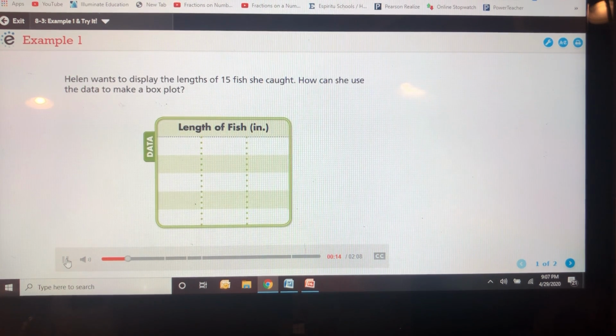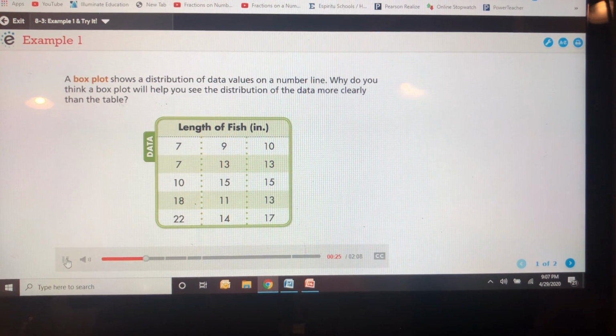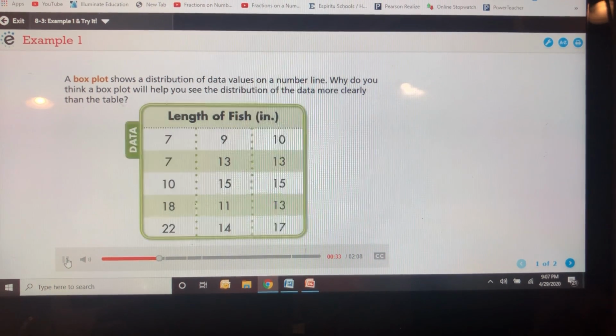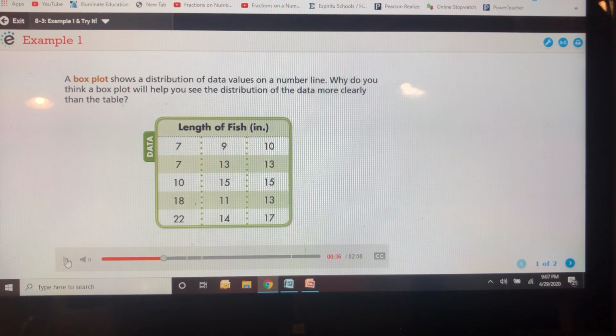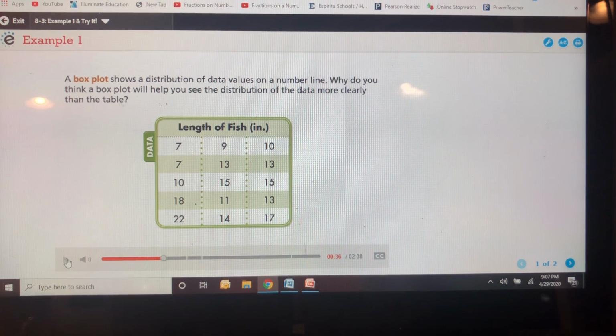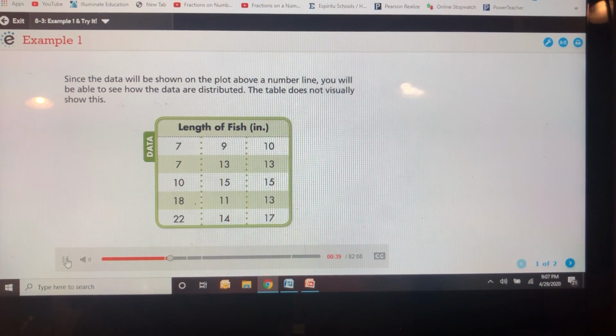Helen wants to display the lengths of 15 fish she caught. How can she use the data to make a box plot? A box plot shows a distribution of data values on a number line. Why do you think a box plot will help you see the distribution of the data more clearly than the table? Since the data will be shown on the plot above a number line, you will be able to see how the data are distributed. The table does not visually show this.